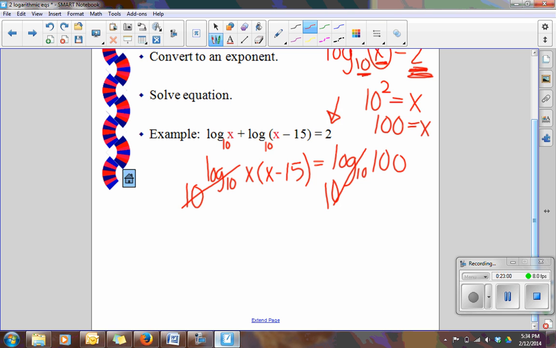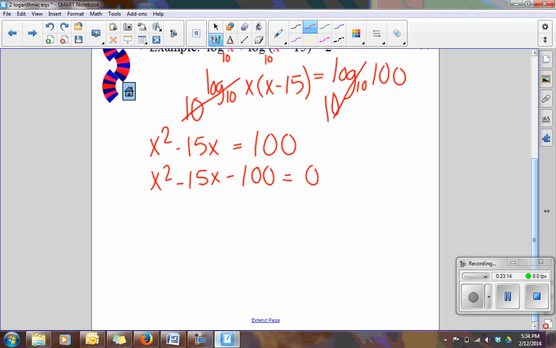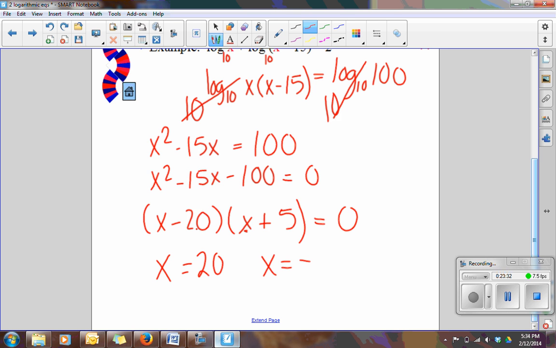So we're going to distribute x here. We've got x squared minus 15x is equal to 100. We can get everything all on one side. So x squared minus 15x minus 100 is equal to 0. And we can factor. So minus 20 plus 5. When we multiply those, we get a negative 100. When we add them, we get a negative 15. Okay, so we get x equals 20 and x equals negative 5.